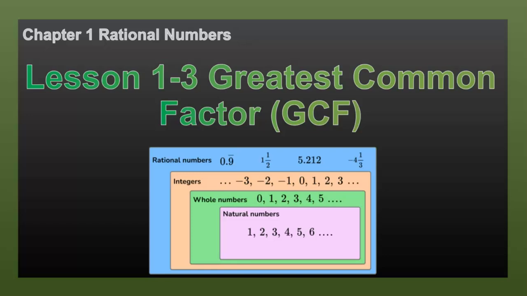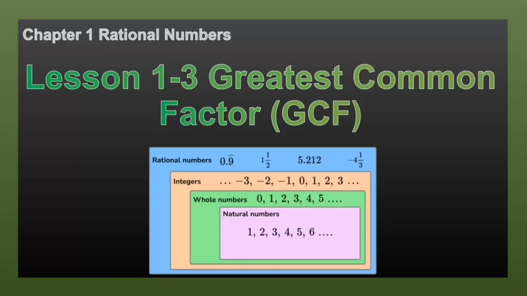Lesson 1-3, greatest common factor. So in this lesson, we're going to find the greatest common factor of two or more numbers. We're also going to simplify fractions using the greatest common factor. We're also going to write equivalent fractions, and we're going to write decimals in fractional form.